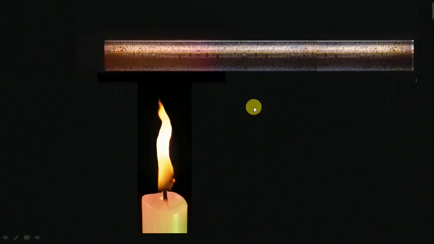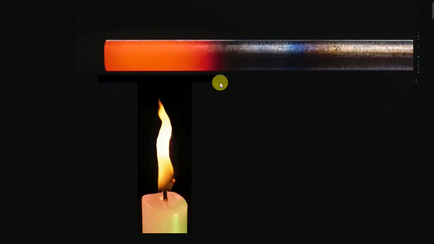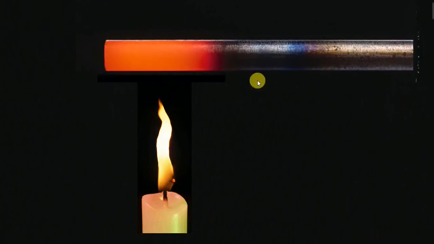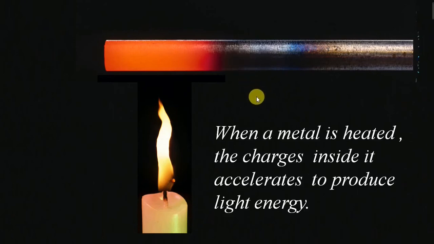When we heat a metal, after some time the metal starts glowing, that means it is producing light. Now let us explain this. Inside metals there are lots of charged particles, electrons and protons, and when we heat the metal, the charged particles inside the metal start vibrating or accelerating, and we know an accelerating charge produces light. So when they accelerate they produce light. This is how a metal produces light on heating.